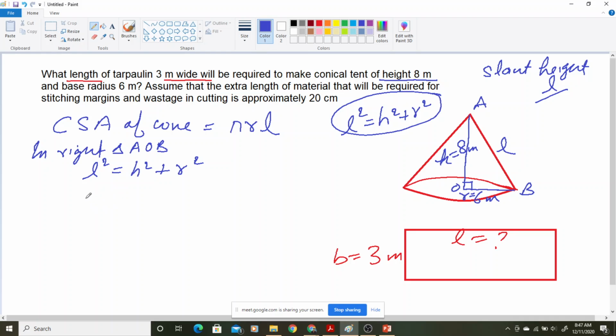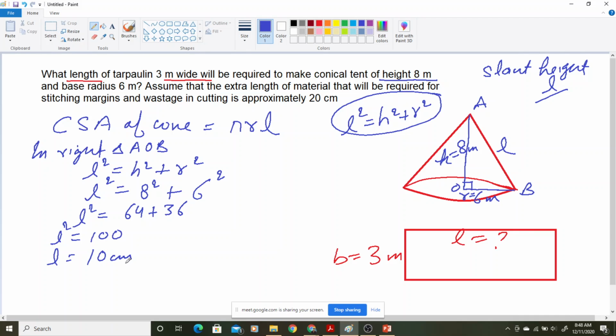So from here, if I find L square equal to H square, H is what? It is 8. So 8 square, then plus R square. R is what? 6. So it will be 6 square. So L square will be equal to 8 square, 64, plus 36. That means L square I am getting as 100. So how much will this L be? 10. अगर L square 100 है, that means L will be 10 centimeter. Yes, it's correct. Sorry, meter. Its units are given in meter. So L is 10 meter.